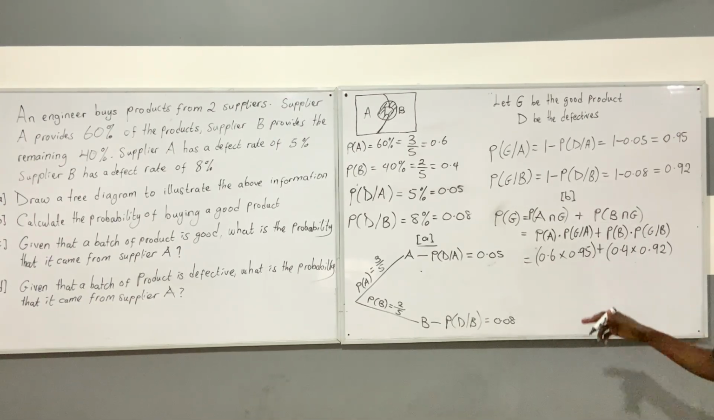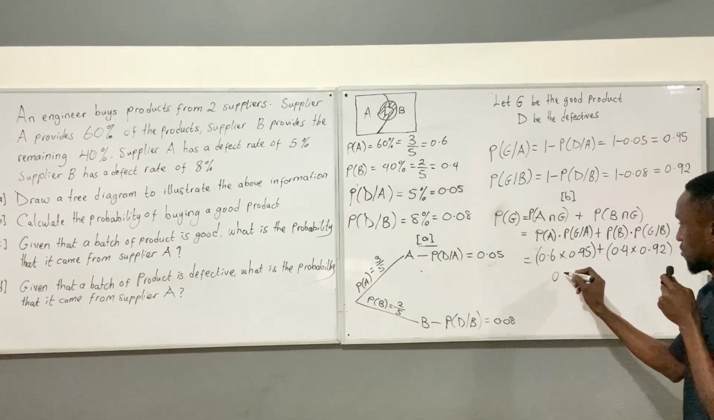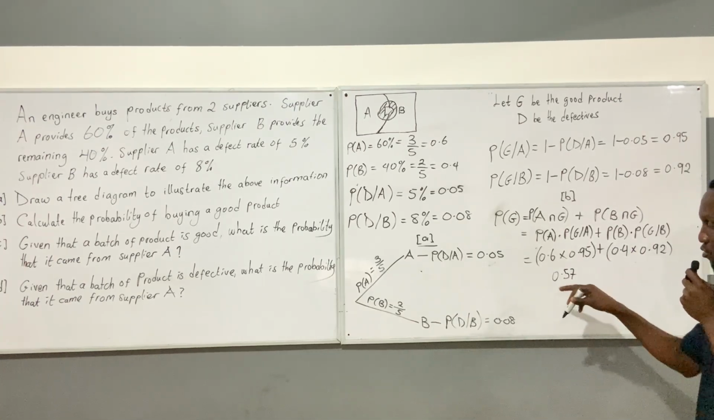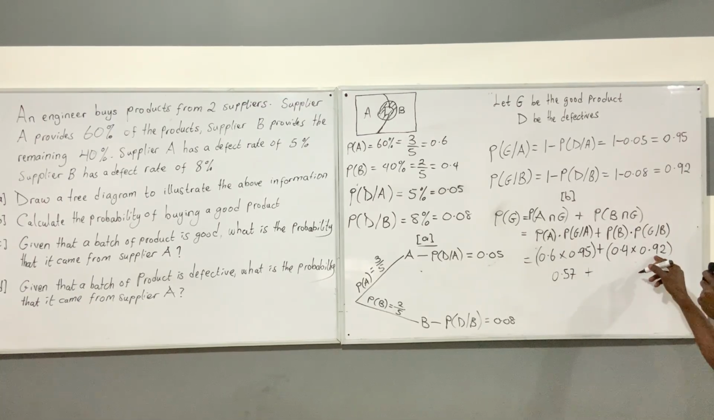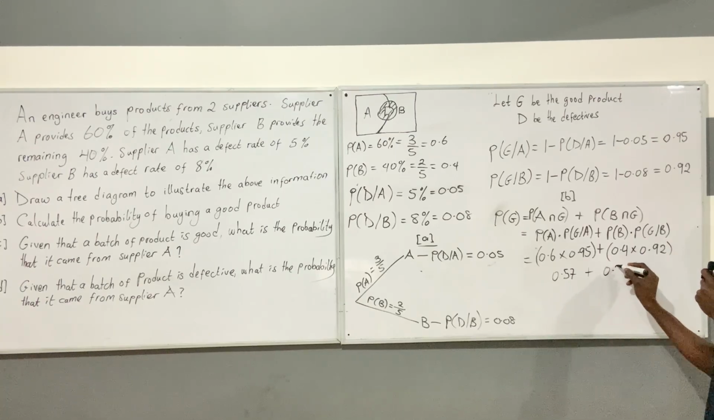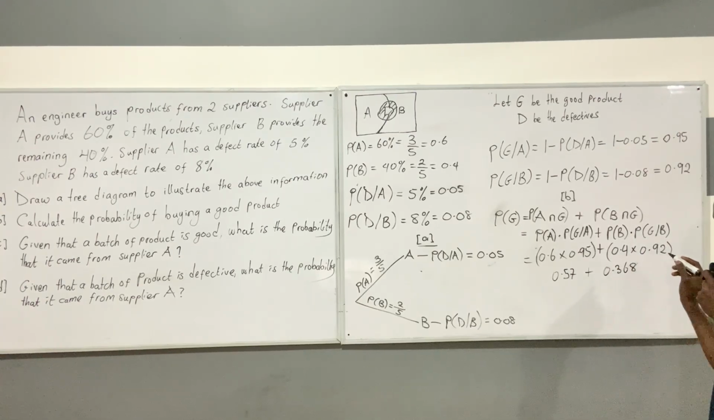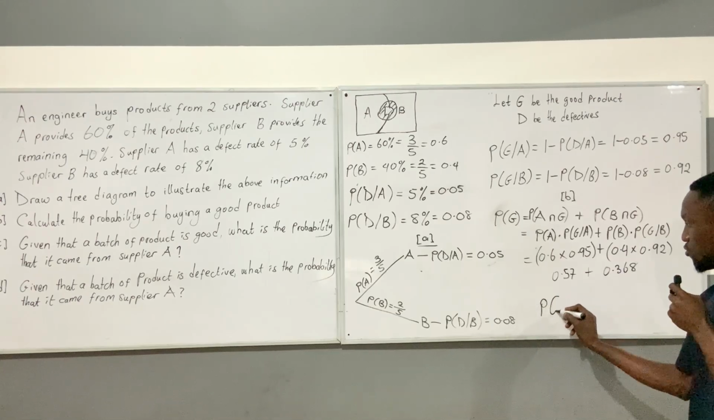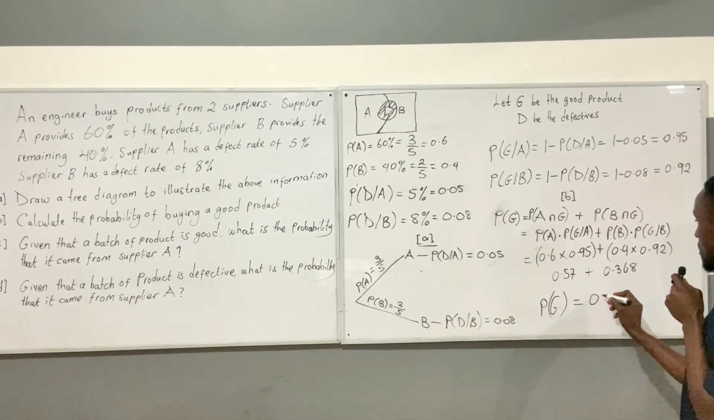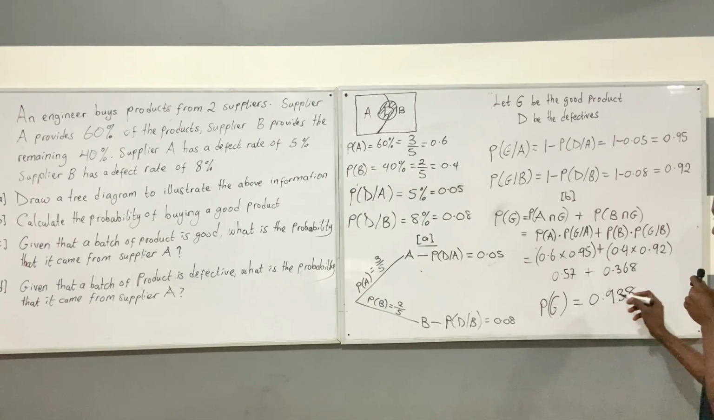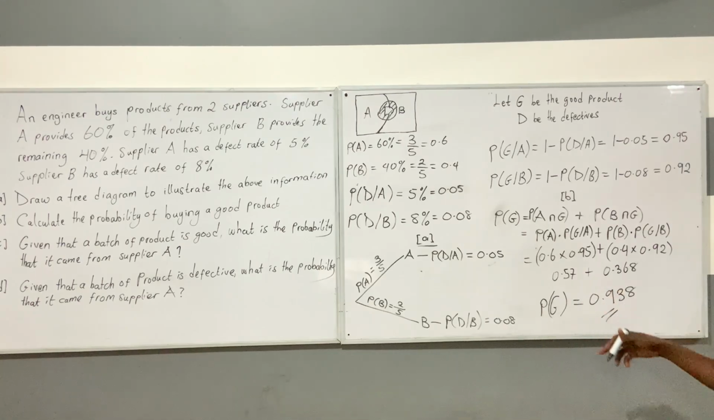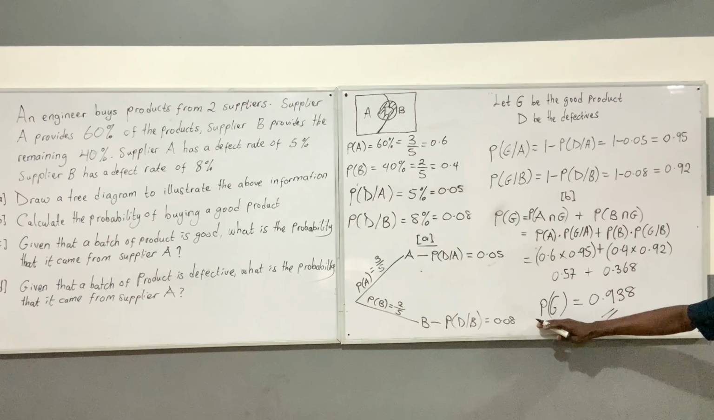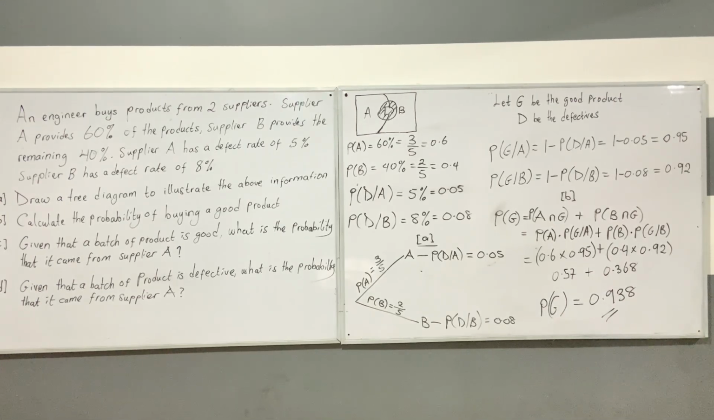So when we multiply this, what do we have? This is giving us 0.57. Please cross check these values for me. Sometimes I make errors. Plus, when we add this, we have 0.368. So the probability of a good product is giving us 0.938. Add these two together and cross check the values. If I make a mistake, you correct them. When you round to 3 decimals, you have 0.938. So this is the probability of a good product. Now let's move on to the next question.